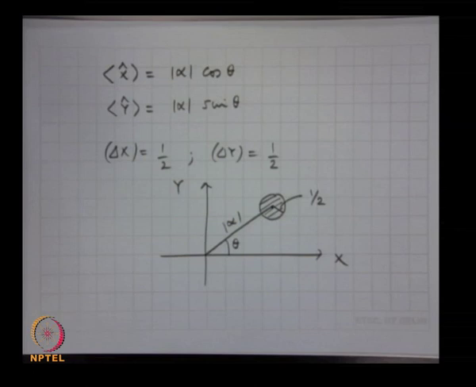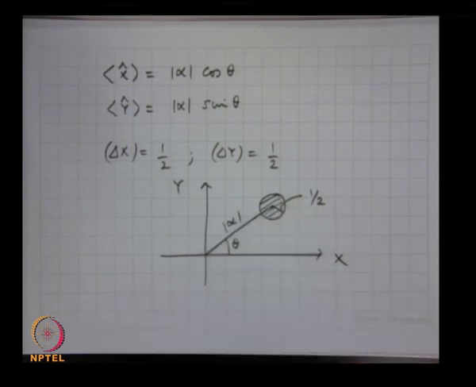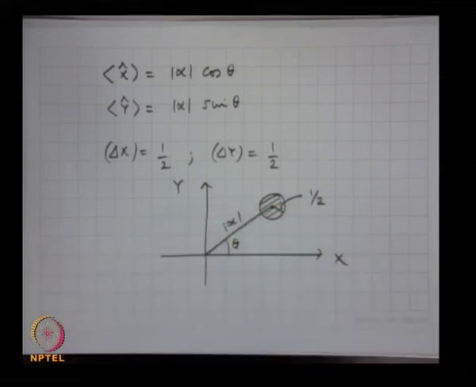So, a coherent state is represented in the phasor diagram by a small circle of radius half. The center of the circle is situated at a distance mod alpha from the origin, and this radial line makes an angle theta with the x axis. So the expectation value of x is mod alpha cos theta, and the expectation value of y is mod alpha sin theta.